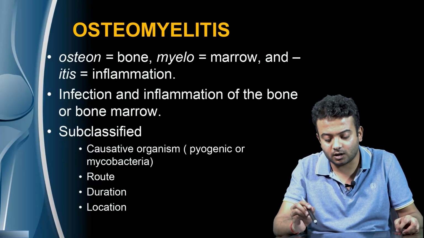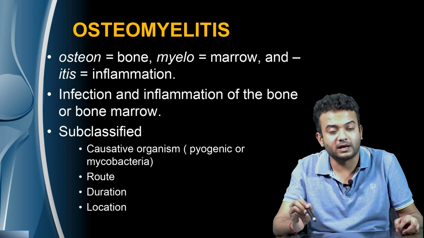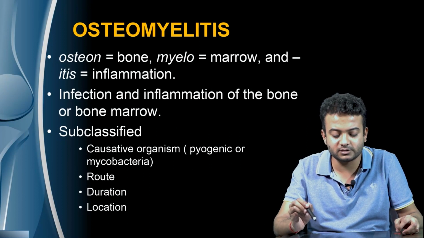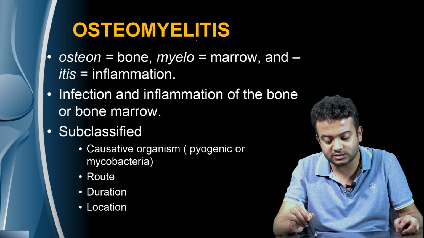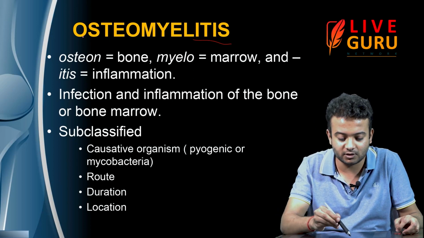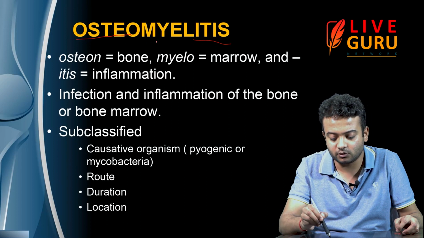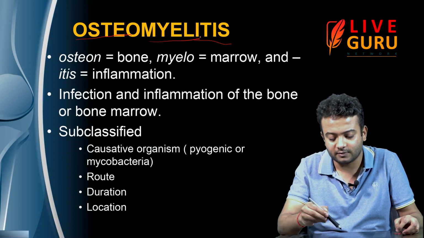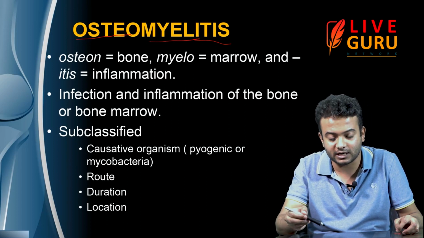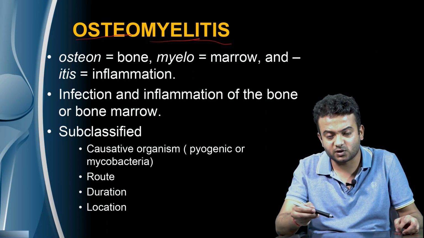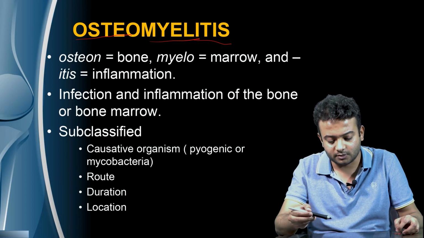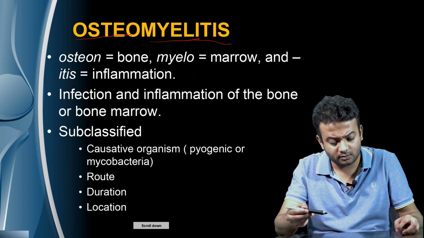So next we talk about bone infection, or osteomyelitis. Here osteon means the bone and myelo means the marrow. Itis, as we know, stands for inflammation. So it consists of osteo meaning the bone, myelo the marrow, and itis the inflammation, and it's an infection and inflammation of the bone as well as the bone marrow. It can be sub-classified in various ways: based on the organisms, based on its duration, acute or chronic, and based on the route as well.